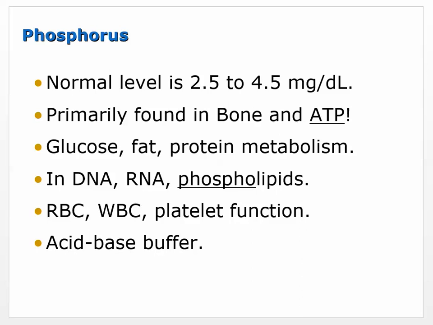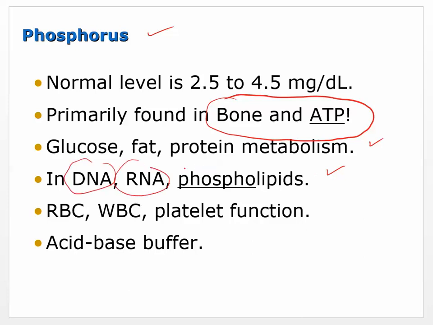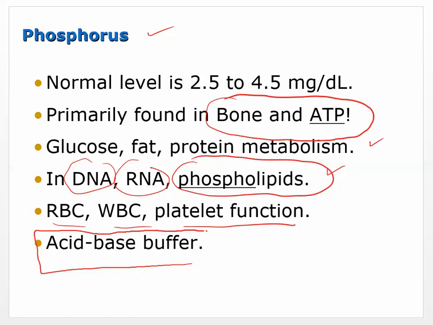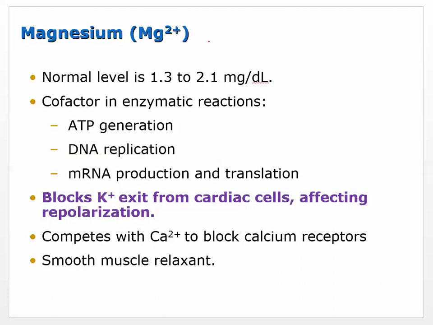But yeah, phosphorus, we're not going to say too much about phosphorus. It's primarily found in bone and ATP. It's involved in glucose, fat, and protein metabolism, DNA, RNA, phospholipids. All of these things have phosphorus. So phosphorus is an important molecule. It's important for red blood cell, white blood cell, and platelet function, and phosphates can also work as an acid-base buffer.